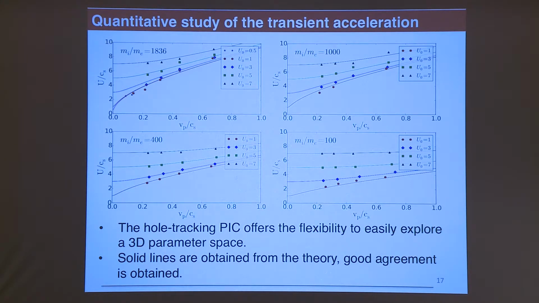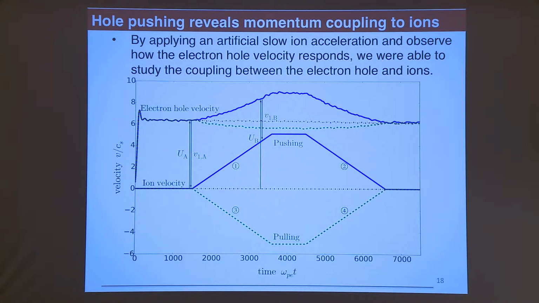And one of the other things you can do with a hole-tracking simulation is study the off-equilibrium case. Here what we do is apply some acceleration to the ions, and we see how the electron hole reacts to it. This reveals some very interesting coupling between the electron hole velocity and the ion momentum. The blue curve is what we call a pushing case, when we accelerate the ions towards the electron hole velocity, and the electron hole velocity will immediately react to it. It will also accelerate, as if it's pushed in velocity.